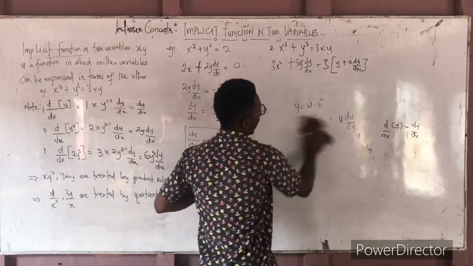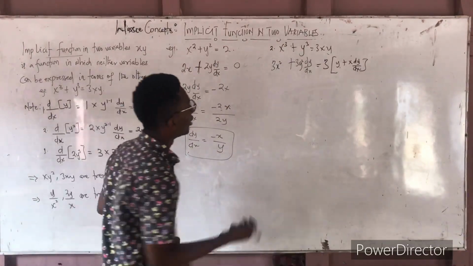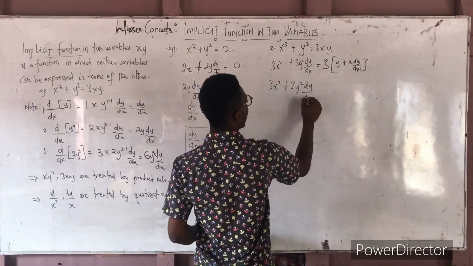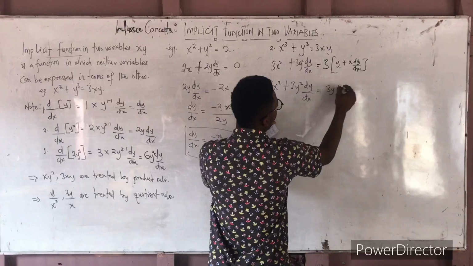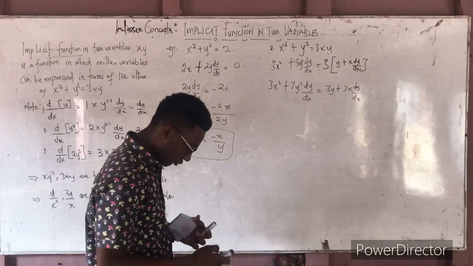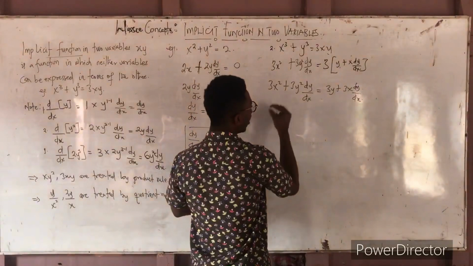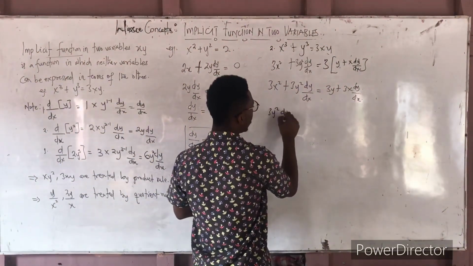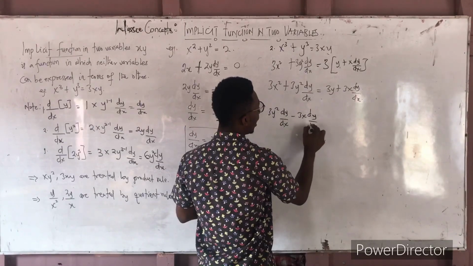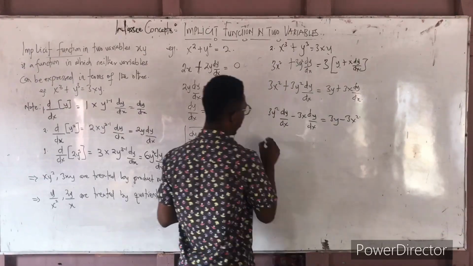Don't forget your product rule. So now when you get this, you get 3x squared plus 3y squared dy/dx equal to 3y plus 3x dy/dx. So now make dy/dx the subject of the equation. You get 3y squared dy/dx minus 3x dy/dx, which is equal to 3y minus 3x squared.